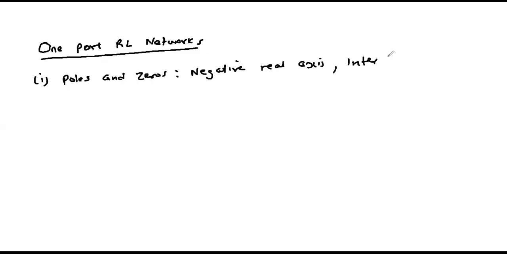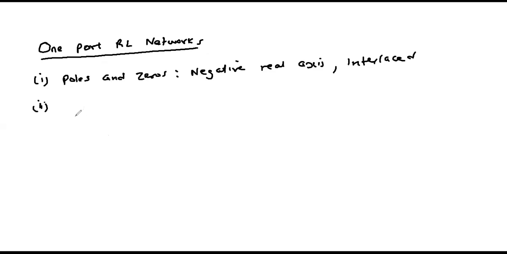For any network to be implementable using RL components, it must meet the following properties. Property number one, all the poles and zeros must lie on the negative real axis, and they must be interlaced. This is what we also noted with RC networks.